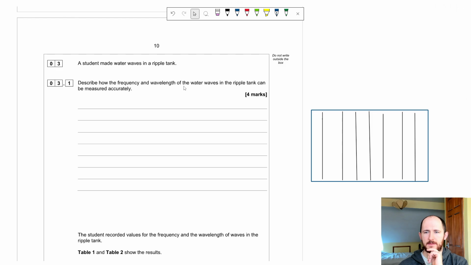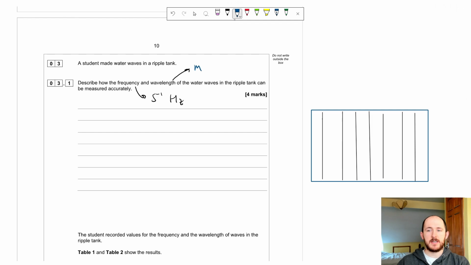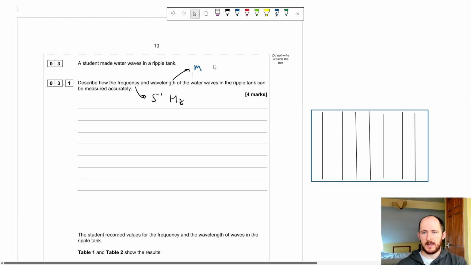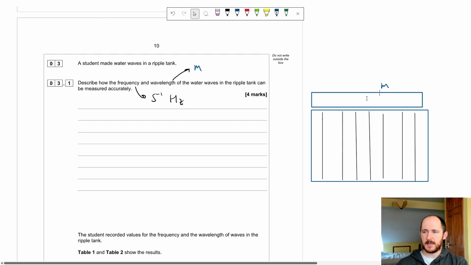Describe how the frequency and wavelength of the water waves can be measured accurately. So, first things first, if you want to measure wavelength, I like to think of the units. Frequency is measured in per second, or hertz, and wavelength is measured in meters. So we're going to start with the wavelength, because I think that's a nice place to start. We're going to place a meter ruler along the side of the tank, like this, and we're going to measure the full length of the tank.